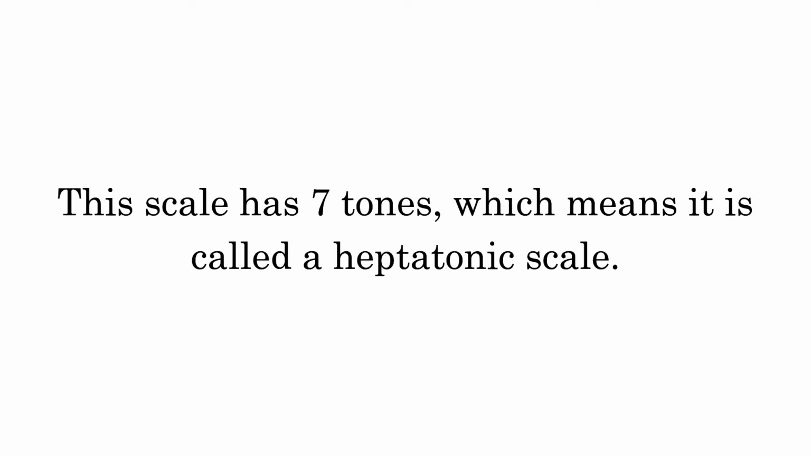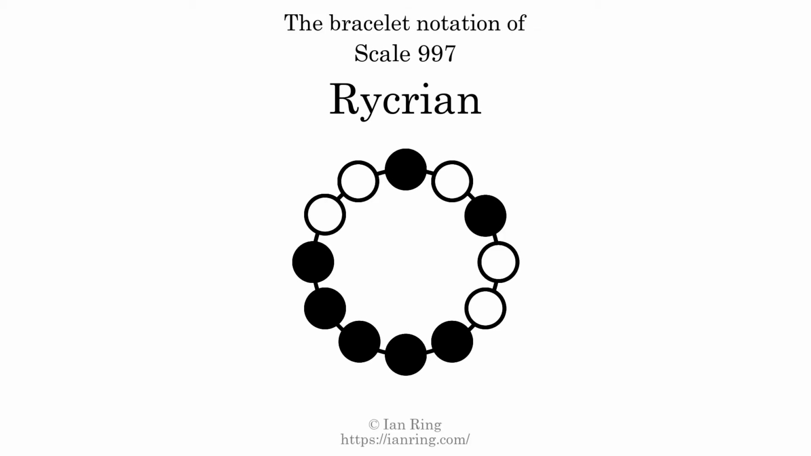This scale has 7 tones, which means it is called a heptatonic scale. This is a bracelet notation diagram of scale 997. The shaded circles represent tones that appear in the scale, and they are read clockwise, starting at the top.